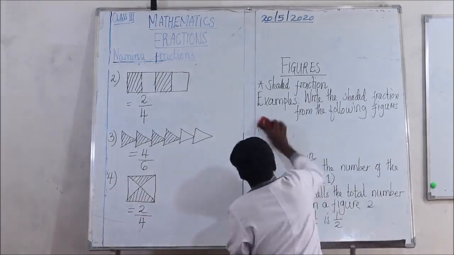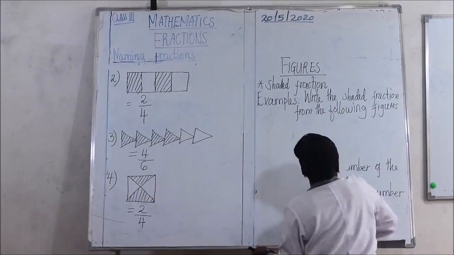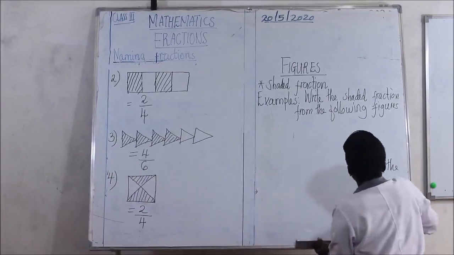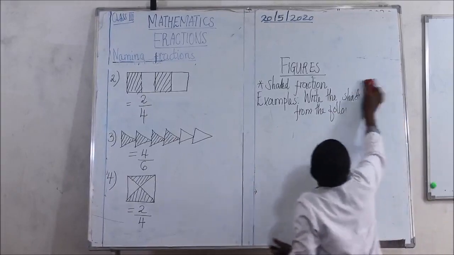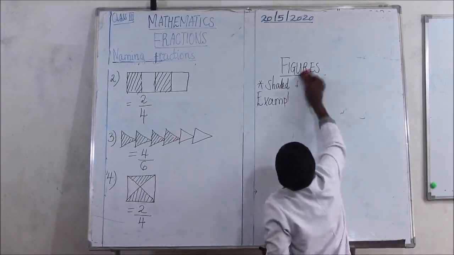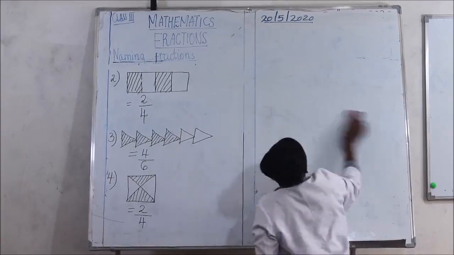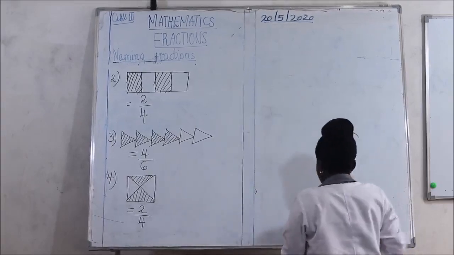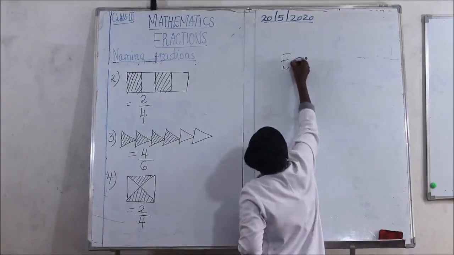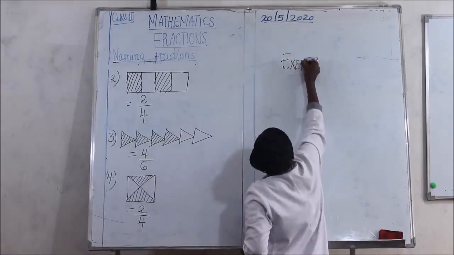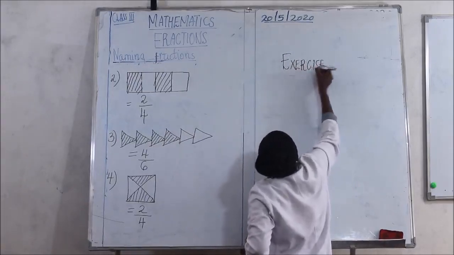You do it in your exercise book. After finishing, tell your parents to send it to me through WhatsApp, then I am going to mark it and give you the feedback. Let us have the exercise, just a short exercise. You have to try to do the following questions.